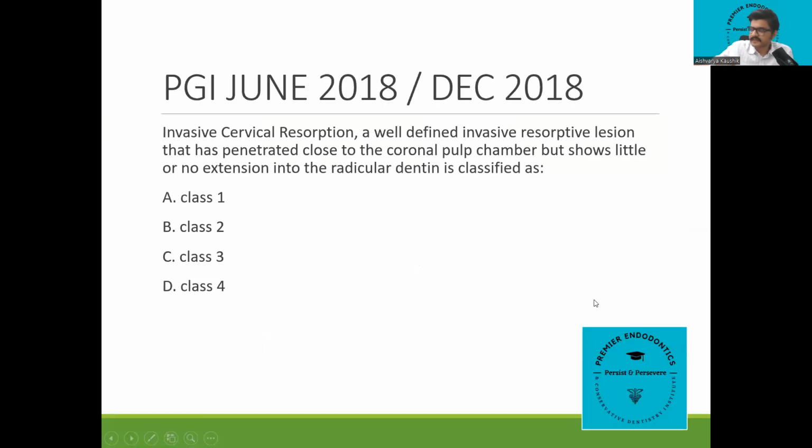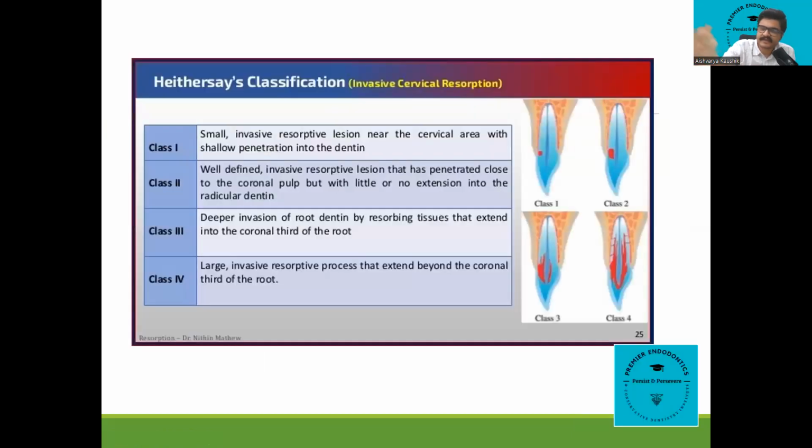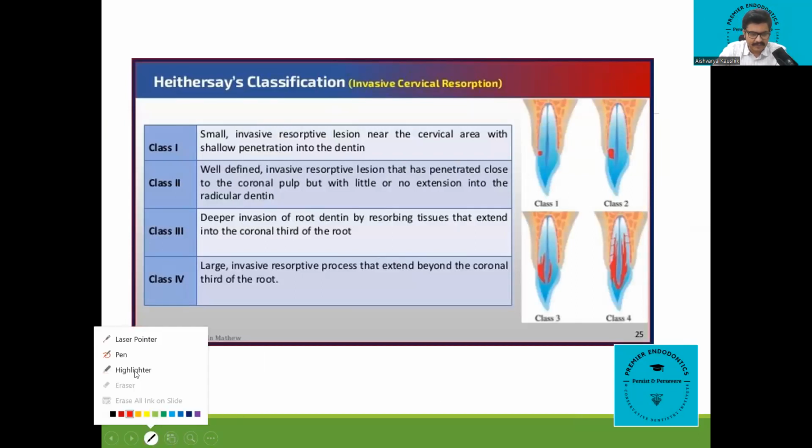Okay, now the question was that invasive cervical resorption, which is a well-defined invasive resorptive lesion that has penetrated close to the coronal pulp chamber, but shows little or no extension into the radicular dentine, is classified as. Now, according to Hethersay's classification, the answer is simple. It's basically class 2, something that had to be memorized.